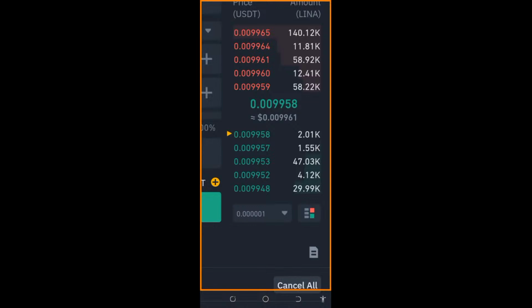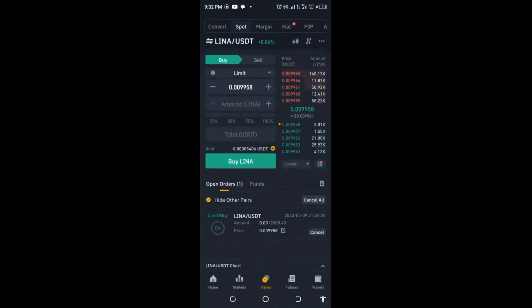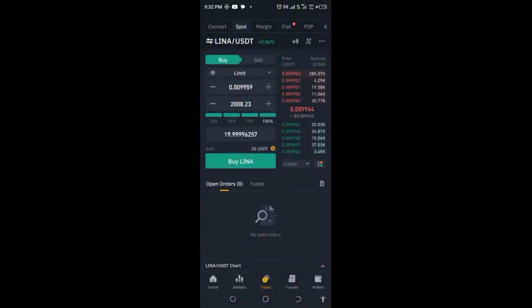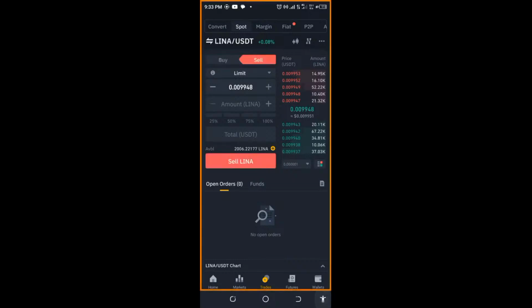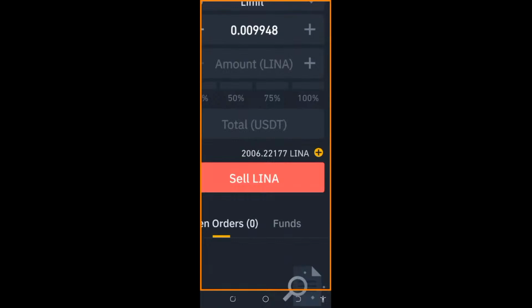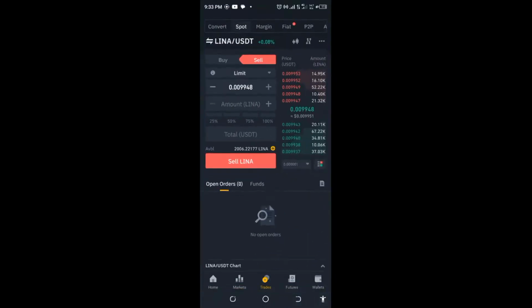Okay, let me try this 9959. Let's try it out one more time. Let's pick up the first red, and then let's go with 100. If I do that, will it go? Let's see. I think it did. Okay, so you can see how to get your orders sold immediately, right? I picked up the first red and it went. So how many did I get bought? I bought 2006. Don't forget it was 2008, but because of trading fees, it's taking off 2 cents.